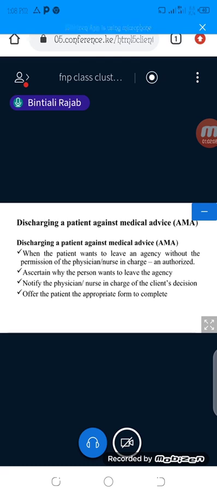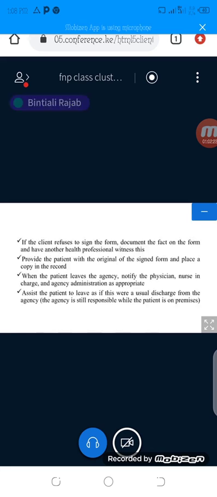Notify the physician or nurse in charge of the client's decision. Offer the patient the appropriate form. Let them sign. It was the patient themselves who wanted to go. They have not been discharged, but it is they who have decided to go. If the client refuses to sign the form, document the fact on the form and have another health professional witness. Provide the patient with the original of the signed form and place a copy in the record.